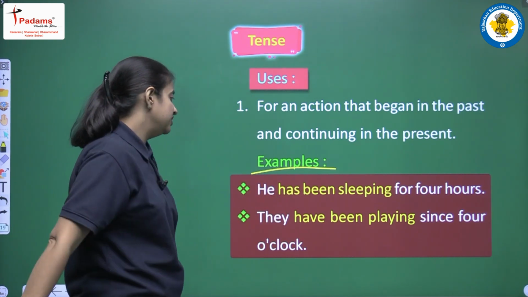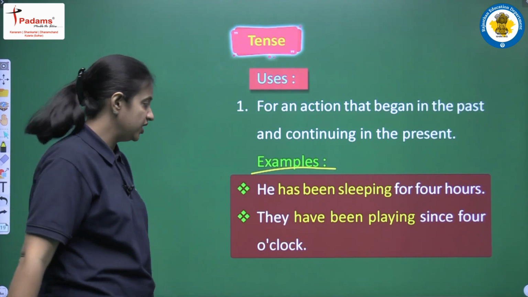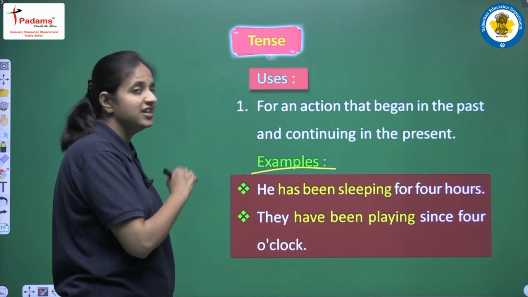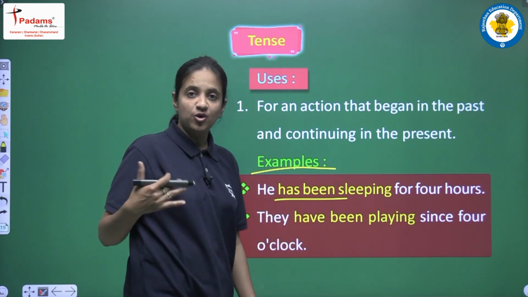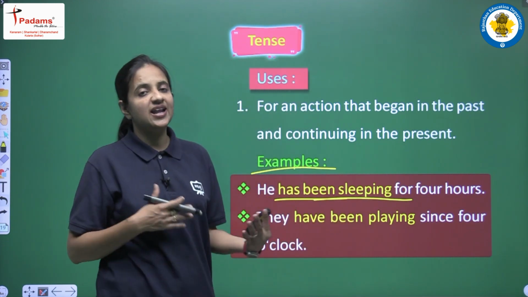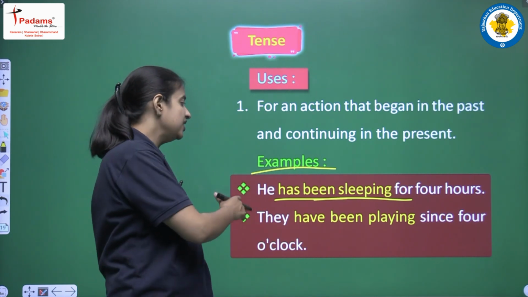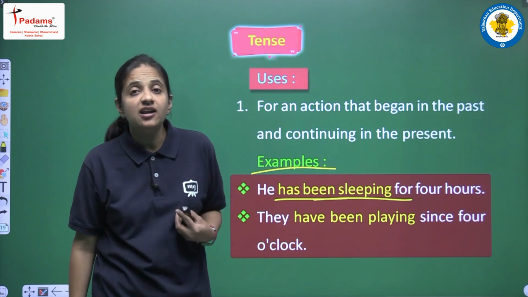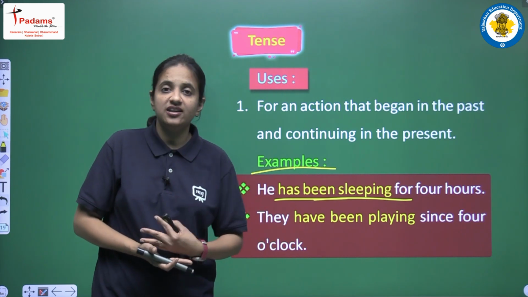So the first example is "He has been sleeping for 4 hours." Okay, so now we are having the structure of the present perfect continuous tense and he is the subject, a singular subject. So we are having has been and it's a positive sentence, and as a main verb we are having sleep, so we are adding ing and the verb will be sleeping. So the sentence will be he has been sleeping for 4 hours. Okay, so right now when we are talking about that person, right now also he is sleeping.